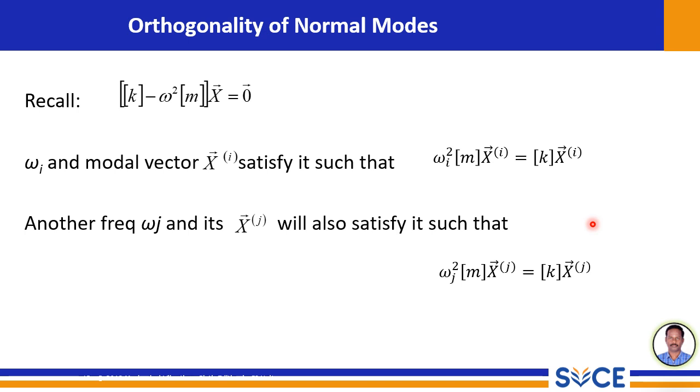It means if we take the ith mode shape, multiply it by the mass matrix and the jth mode shape, when i and j are different, the result is 0. Mathematically, we express it in this form. Similarly, the mode shapes are orthogonal with respect to the stiffness matrix.